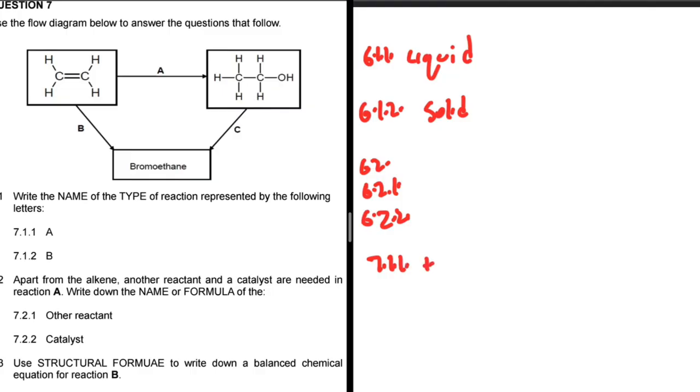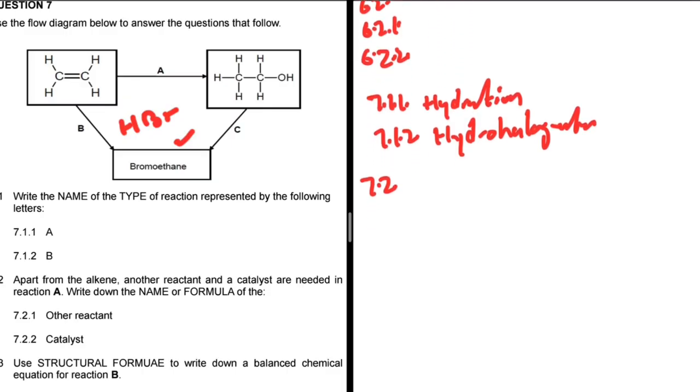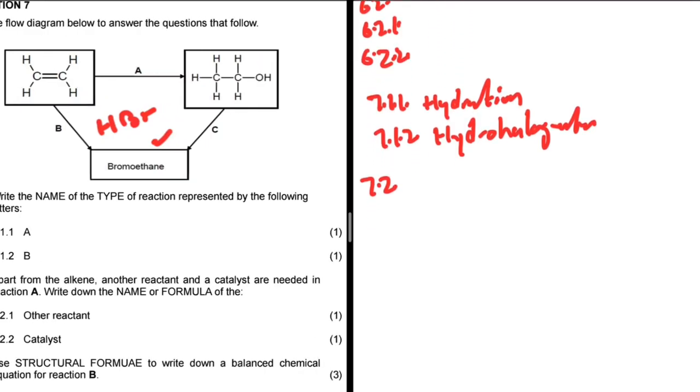So 7.1.1, we have hydration. And then let's take a look at B. We start with an alkene, we end up with bromoethane. So obviously HBr was added. So that is hydrohalogenation. So 7.1.2, hydrohalogenation. There we go.